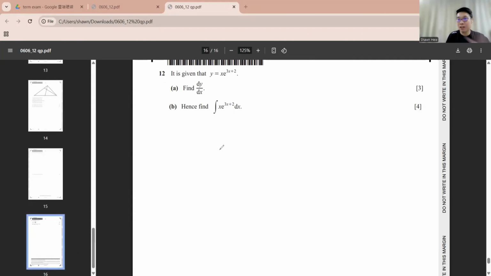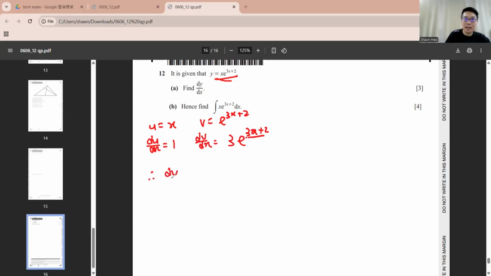Okay, last question is a differentiation and integration mixed question. The first question asks you to find dy dx. So you just use u and v. du dx is 1. dv dx, e, we copy the whole thing. Then we differentiate, the power will become 3. So dy dx is this times this plus this times this. Done.